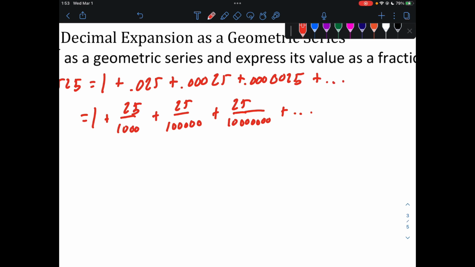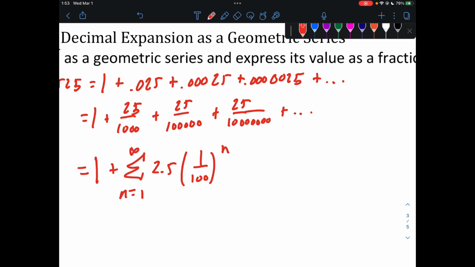Which we can continue to write down a little bit more as 1 plus sigma of 2.5 times 1 over 100 to the n, where n equals 1 to infinity. There's a couple different ways to write this. The index doesn't have to start at 1. You could have done this as 25 and changed this to something else. There's a lot of different ways to write this sigma notation. This is one way that I came up with to do it.